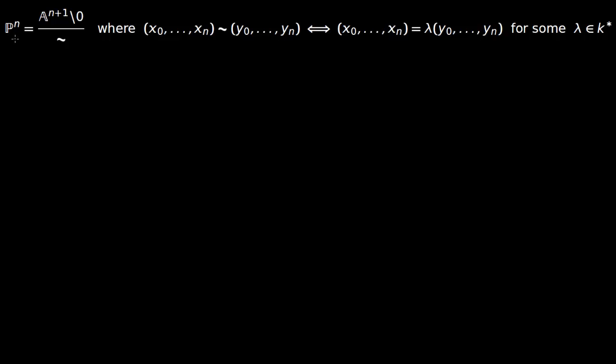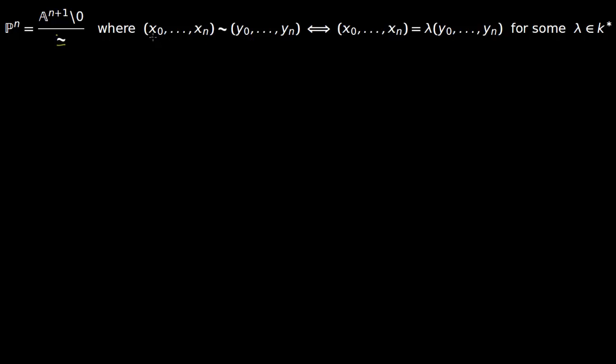We now talk about projective space. You start with an affine space, take the 0 out of it, and then you use the equivalence relation, which is represented by this tilde. So what is this tilde? Two points are identified if they are scalar multiples of each other.